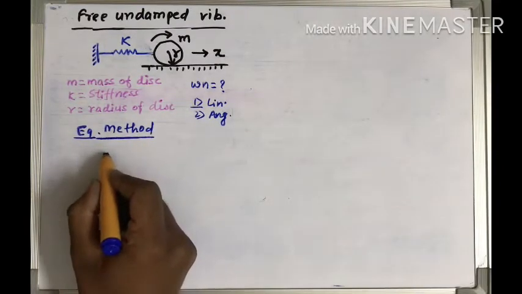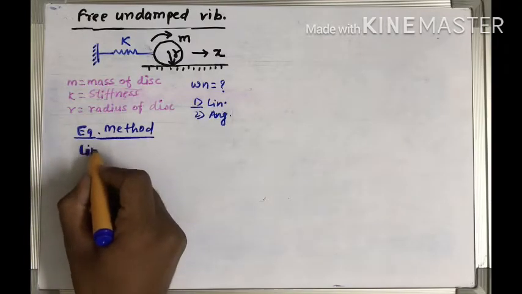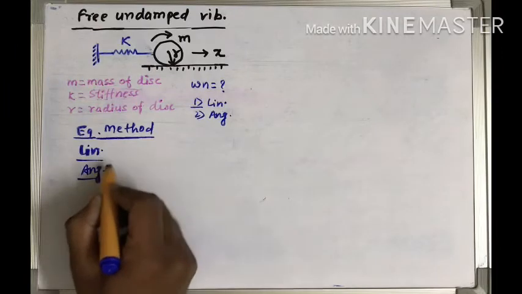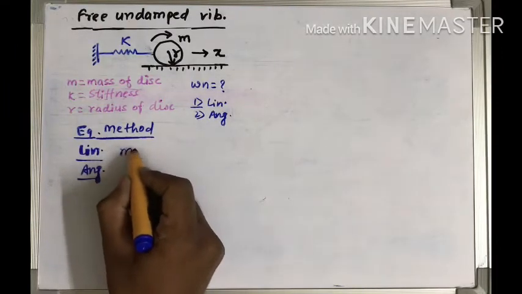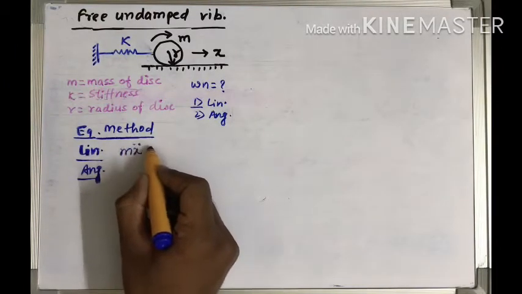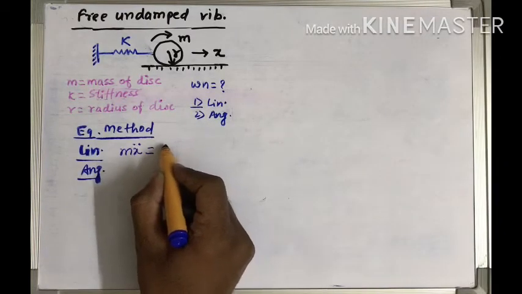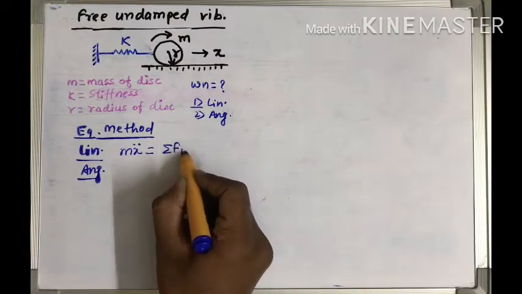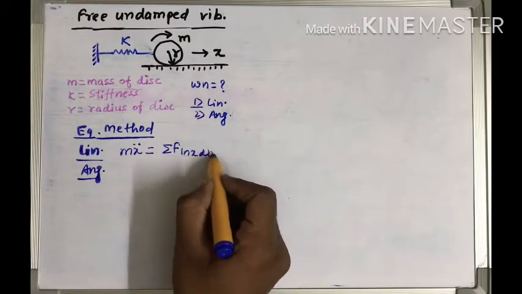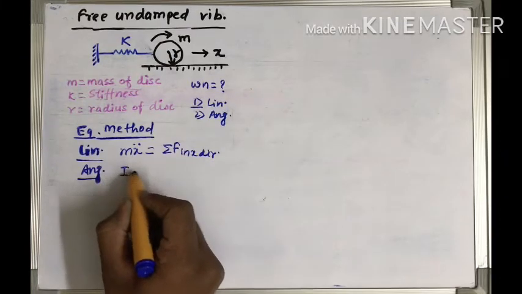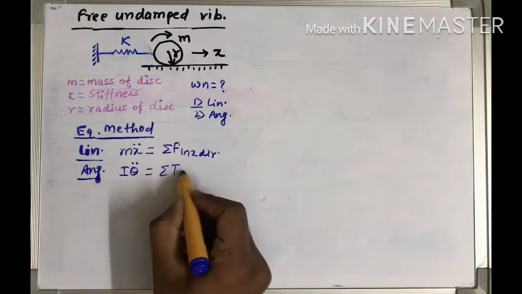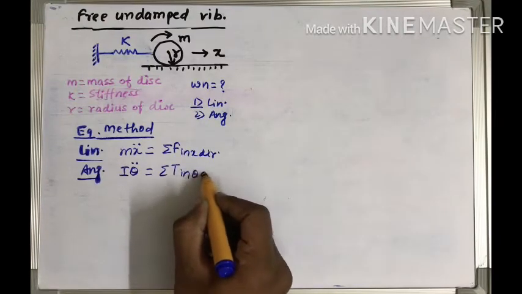As we know, the equilibrium method is given for two cases: one is linear and second is angular. For the linear case, in a simple spring mass system, it is m x double dot is equal to summation of F in x direction, and for angular it is I theta double dot is equal to summation of all the torque in theta direction.